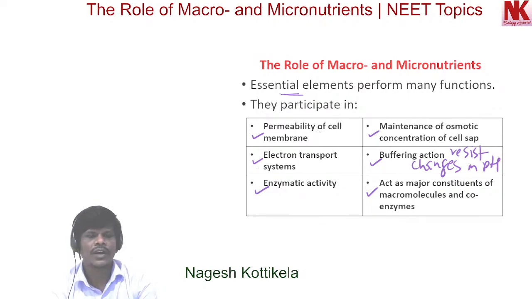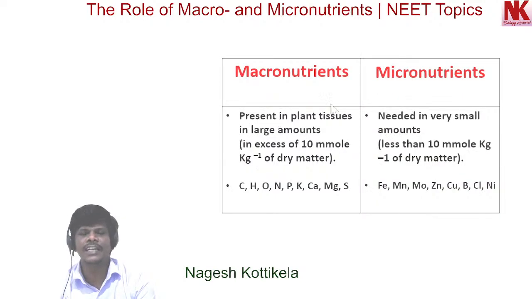Now, let's discuss what these macronutrients and micronutrients are. Macro, from this word we can understand large. Micro means small amounts. Those nutrients that are present in plant tissues in large amounts are called macronutrients, and they are in excess of 10 millimoles per kg of dry matter.